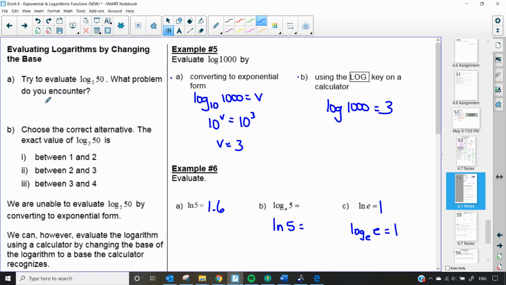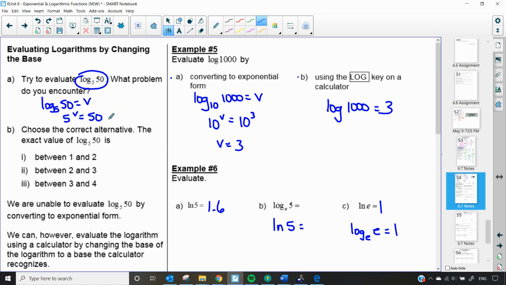All right, so let's take a look at evaluating logarithms by changing the base if we can't rewrite using a common base. So here's an example. We've got log base 5 of 50. If I want to evaluate log base 5 of 50, I can start by doing what we've already done. Set it equal to v, write 5 to the v equals 50. But the problem that I have here is that I can't write 50 as base 5. And that's a problem because I can't then get my exact answer.